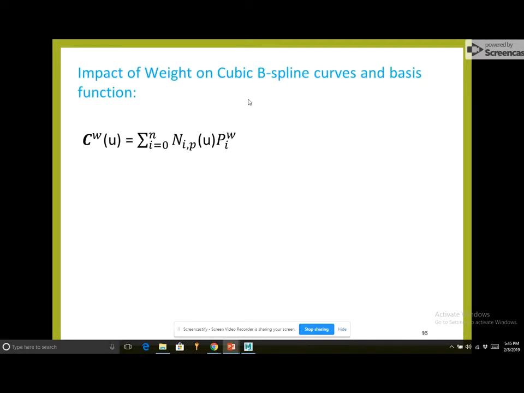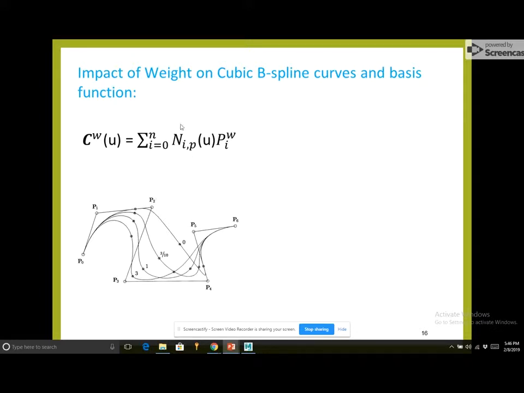So this is the impact of weight on cubic B-spline curves and basis functions. Here in this equation, we know the control point, the weight, the curve, and the basis function. Now let us see the impact of weight on the curve at the control point P3. If we increase the weight at control point P3, the curve moves towards the control point. And if we decrease the weight, the curve moves away from the control point.